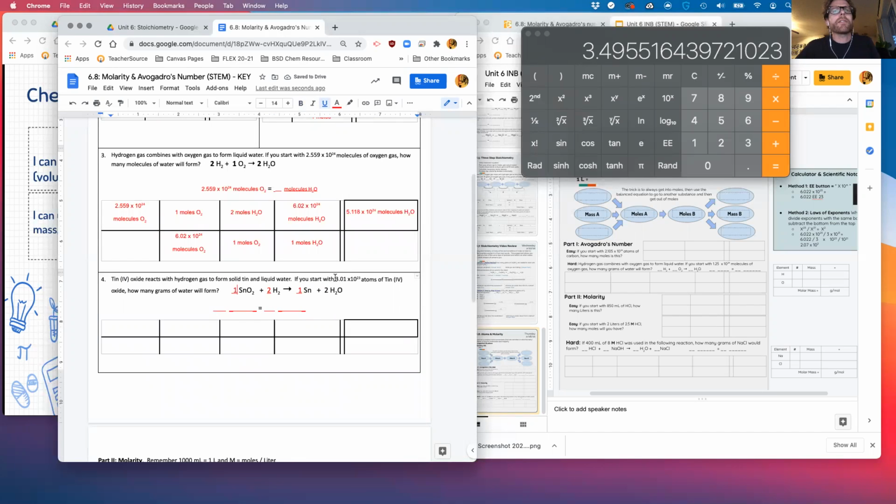Next thing I have is I have this many atoms of SnO, and I want to know how many grams of water. Okay, so I want to know grams of H2O. Okay, so let's go ahead and set this up. So first thing right here is this is what I'm going to start with. I have this many atoms of SnO, and I want to know how many grams of H2O.